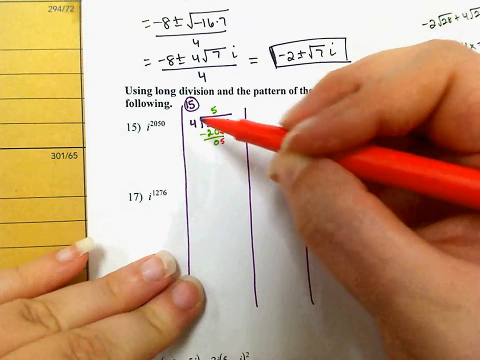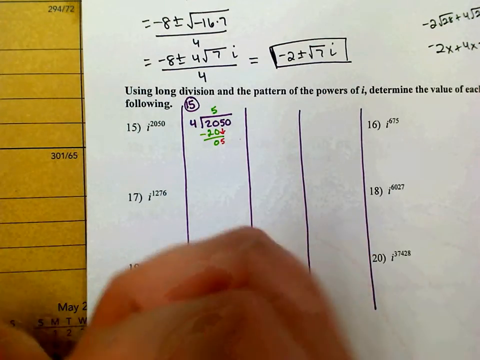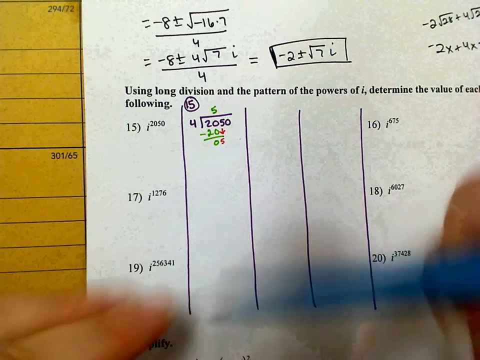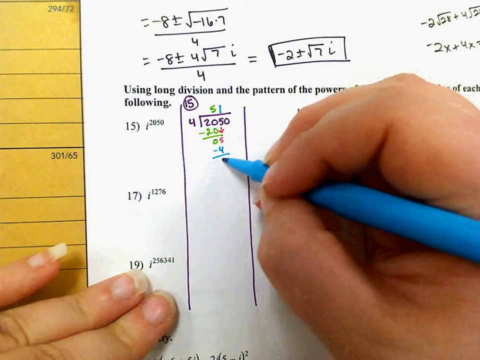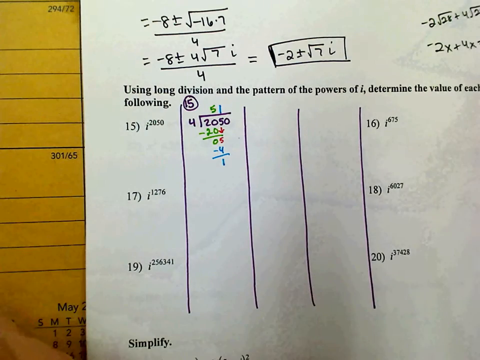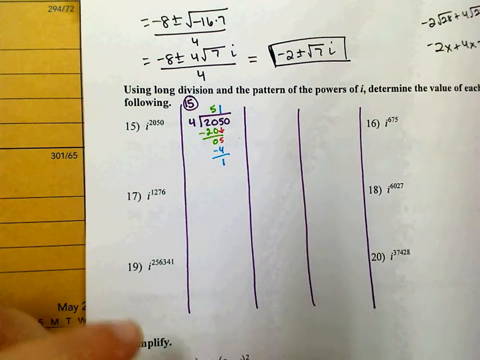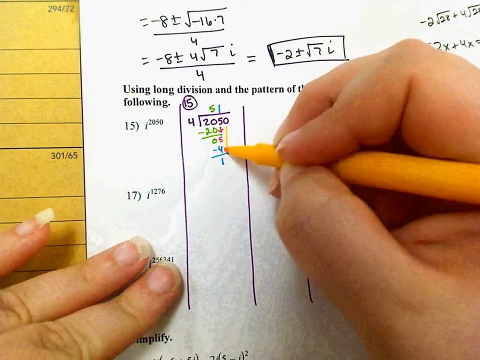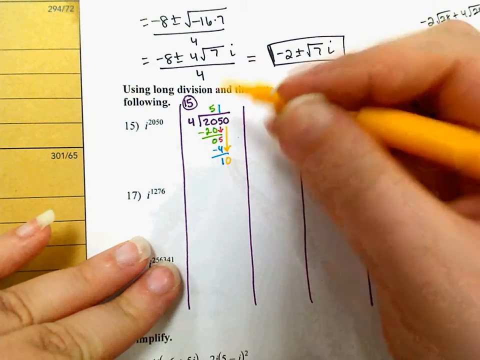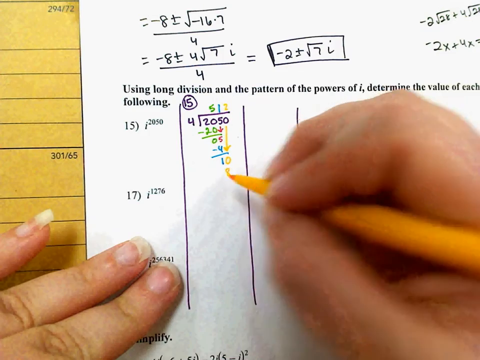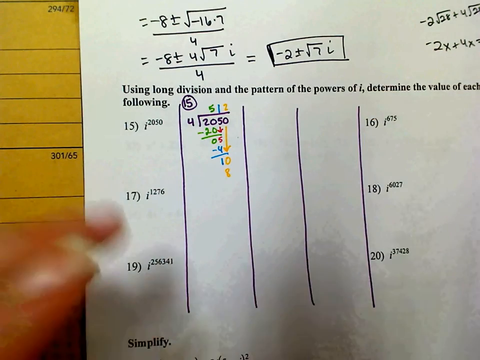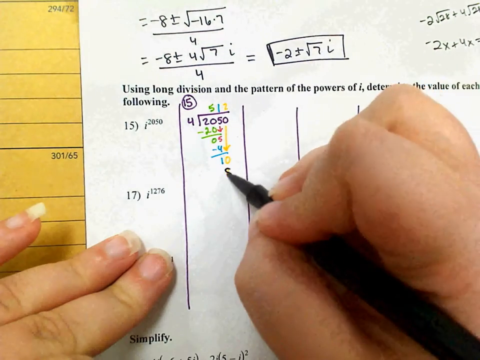How many times does 4 go into 5? 4 goes into 5 one time, so I multiply 4 times 1 and I get 4. Subtract, and I get 1. Bring down the 0. Okay, 4 goes into 10 2 times, and 4 times 2 is 8. I guess I could use a different color. 8. Subtract, and I'm left with 2.